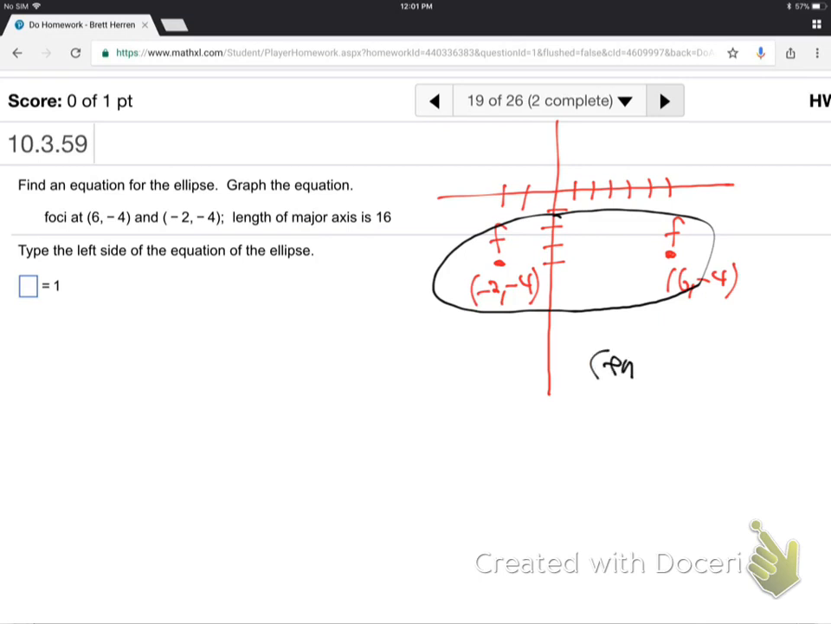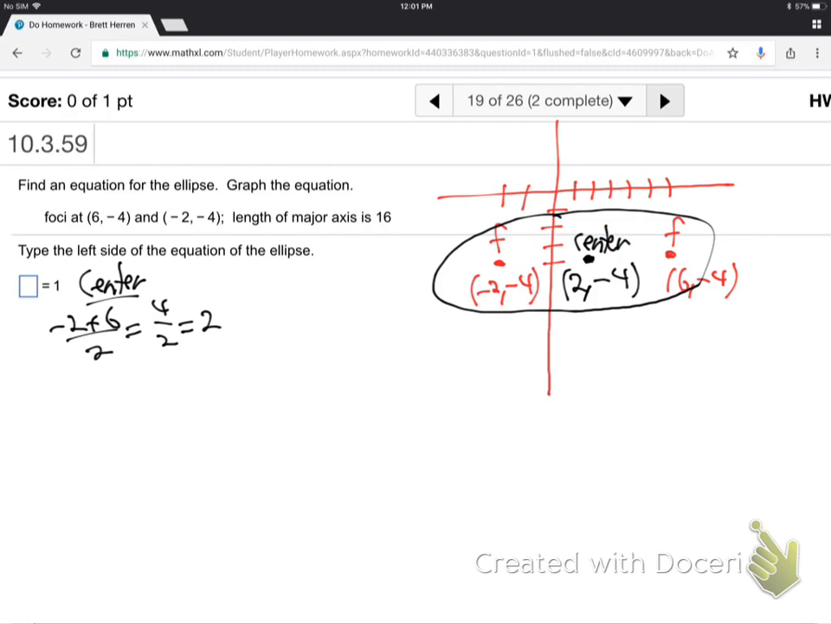So the center, maybe I'll do it over here. Over 2, 2. So that would be right here. The center is 2, negative 4. So I came up with that? 2, negative 4. Because I took the negative 2 and the 6. I add them and divide by 2 because the center is going to be right in the middle of the two focus points.